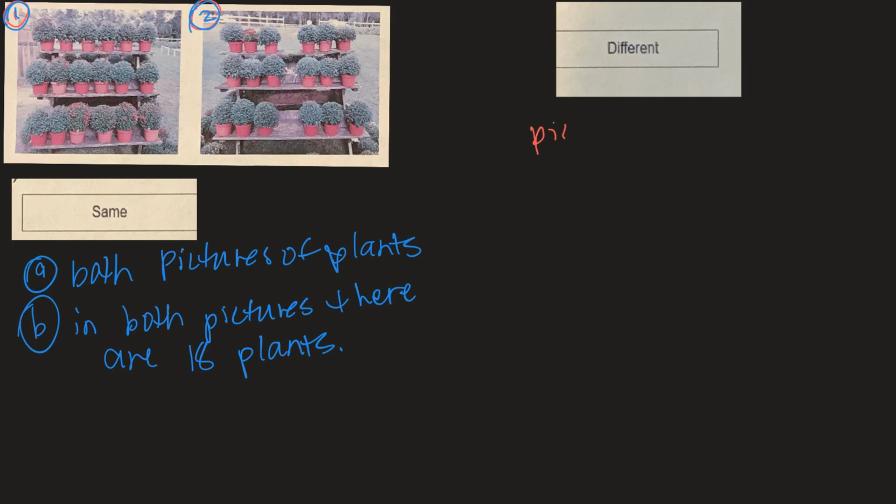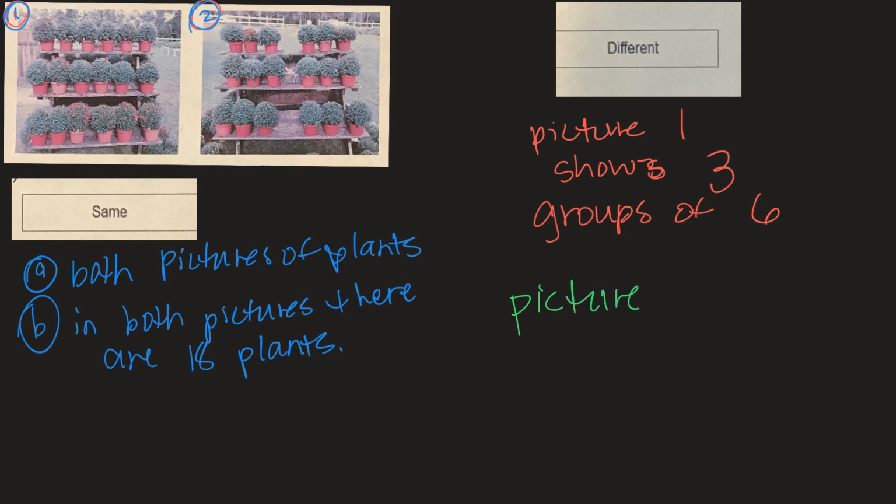Okay, picture 1 shows 3 groups of 6. Picture 2 shows 6 groups of 3.